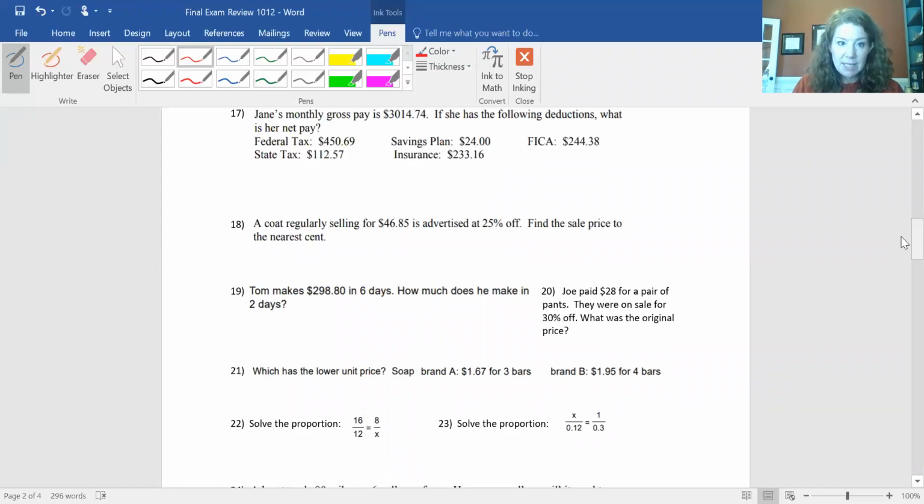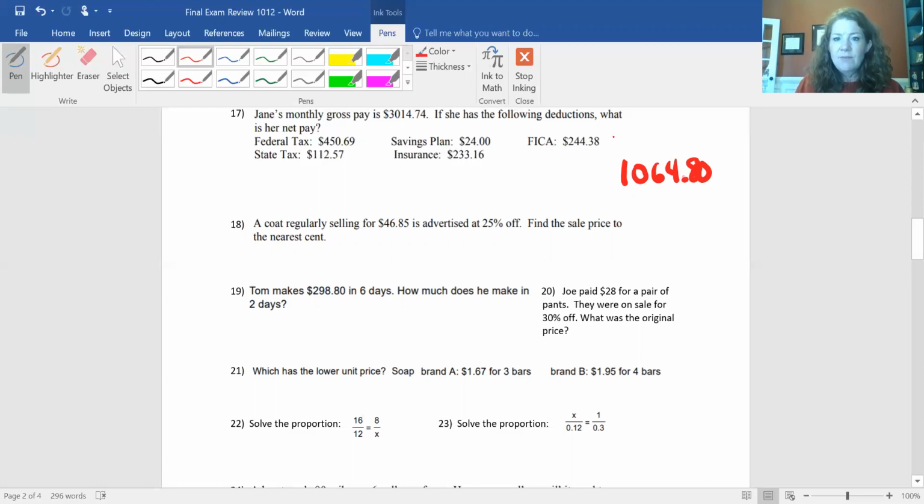So I'm going to go ahead and, on my calculator, add together all my taxes. $450.69 plus $24 plus $244.38 plus $112.57 plus $233.16. That's a lot of tax. She's paying not just tax, but other things as well. So she's paying $1,064.80 of her paycheck on all of these things, tax and insurance.